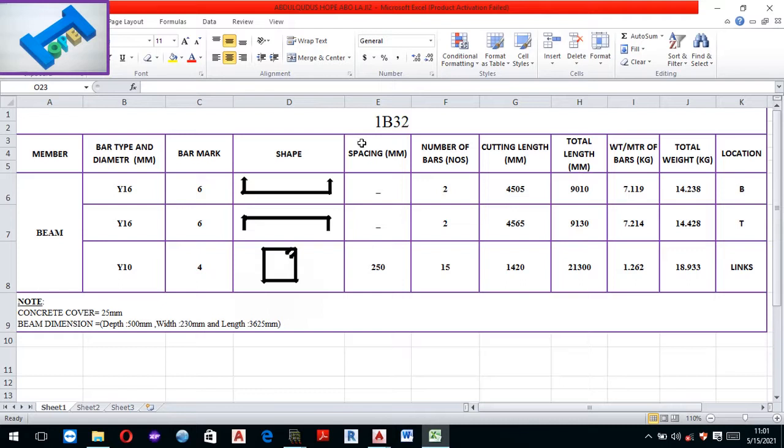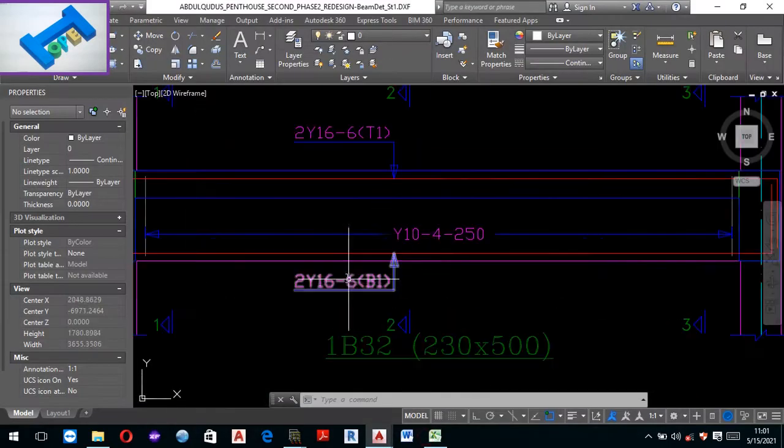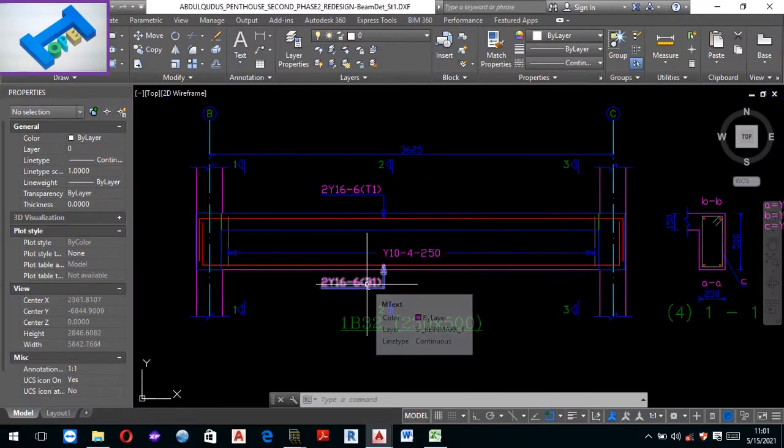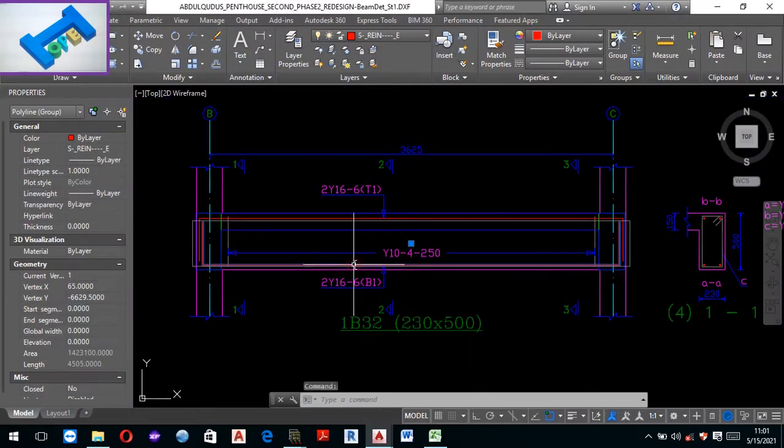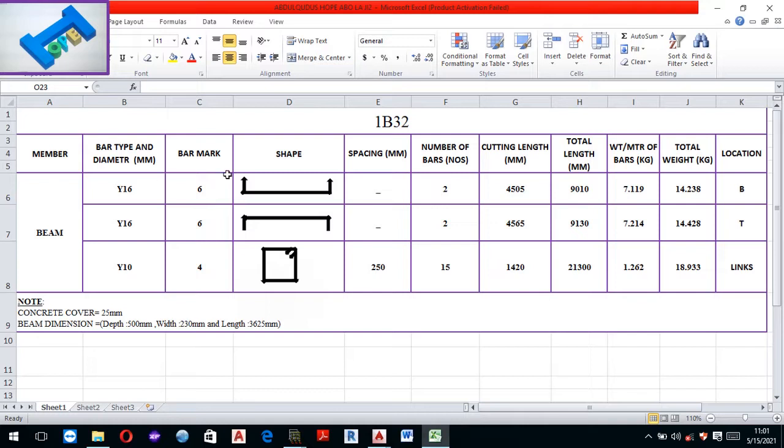Beam 32. Here we have the bottom bars to be 2Y16 at bar mark 6, which has a length of 4,505 millimeters. Now we have to decode that in this schedule table. This schedule table consists of the members, the bar type and diameter, the bar mark, shape, spacing in millimeters, number of bars, cutting length, total length, weight per meter of bars, and total weight, likewise their respective locations.